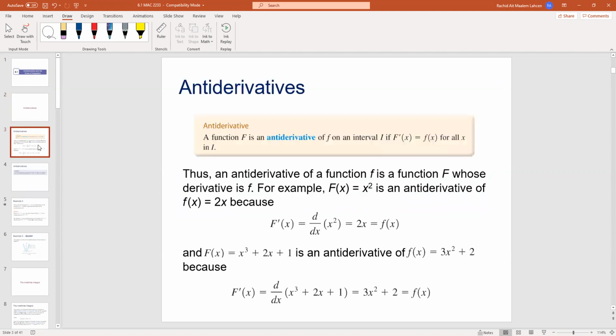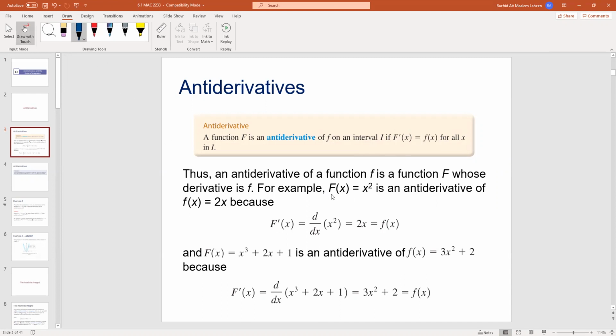So what are the antiderivatives? If you have a function F, it is an antiderivative of some small f on an interval I, if F prime, F prime means its derivative, equals f of x. And this will be clear with the examples, for all x in I. So let's look at this.